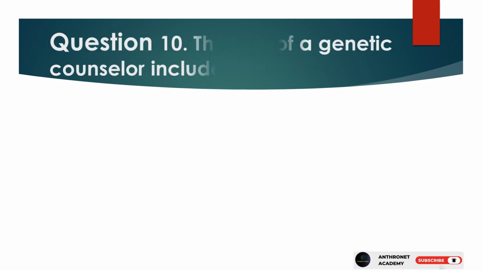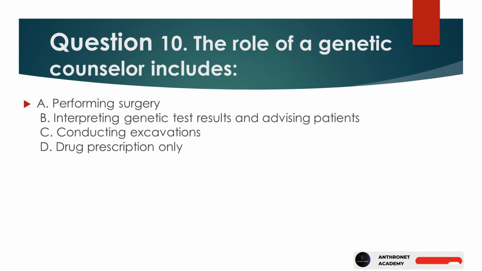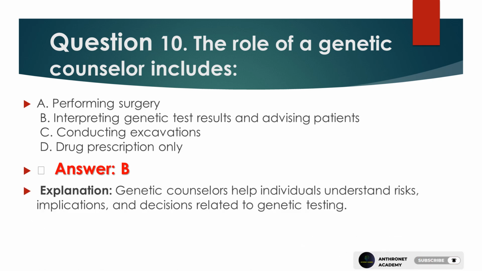Question 10. The role of a genetic counselor includes A. Performing surgery. B. Interpreting genetic test results and advising patients. C. Conducting excavations. D. Drug prescription only. Answer, B. Explanation: genetic counselors help individuals understand risks, implications, and decisions related to genetic testing.